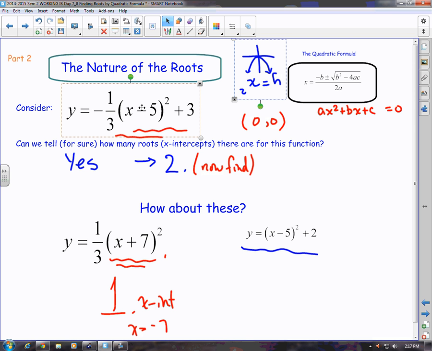So your options, again, are: thumbs up, I know that there are x-intercepts, and there is going to be either one of them or two of them. Thumbs sideways, I'm not sure. And thumbs down, I know that there aren't any. So again, think through what happens here.